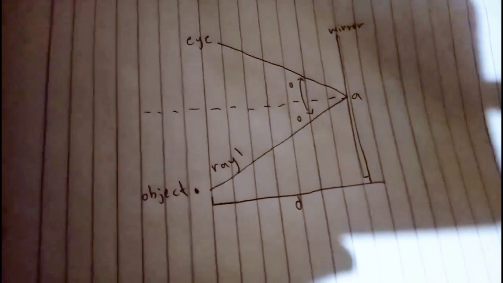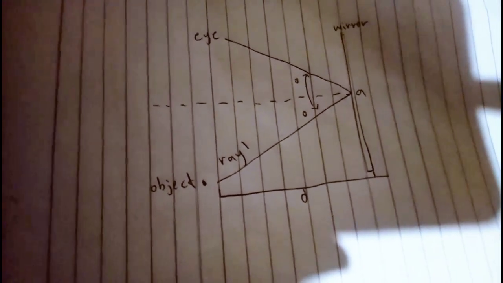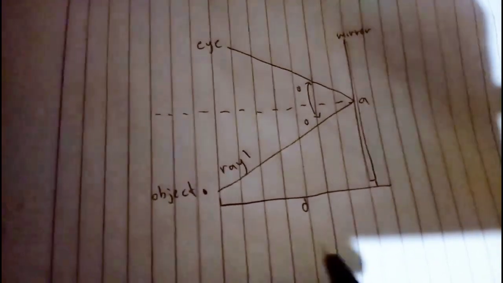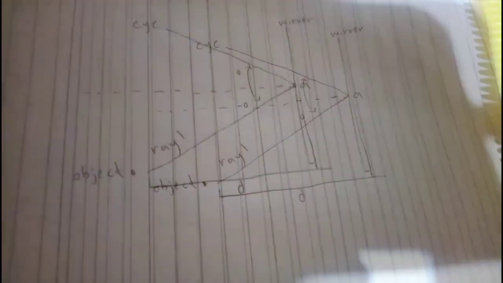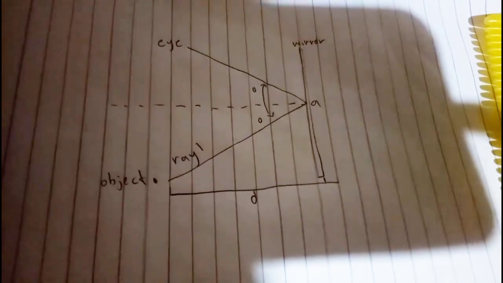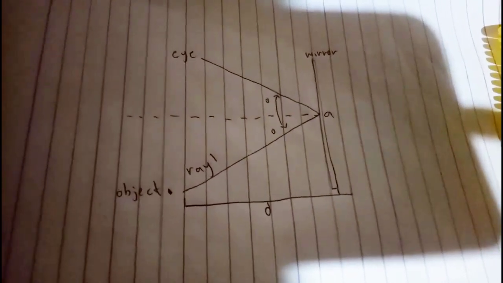Of all the infinite number of incident rays, we will pick two. We call them ray 1 and ray 2. I'll just provide the first one, which is ray 1. Now let's move on to the second incident ray, which is ray 2.